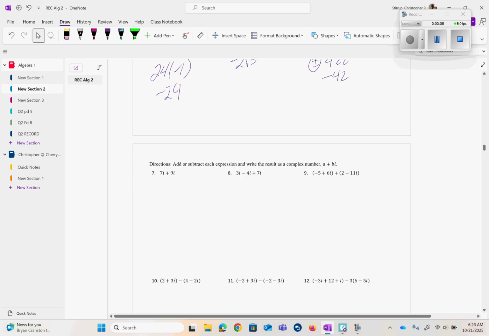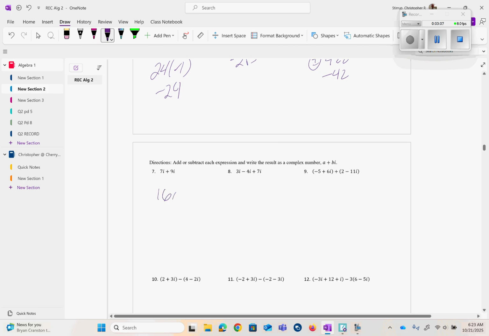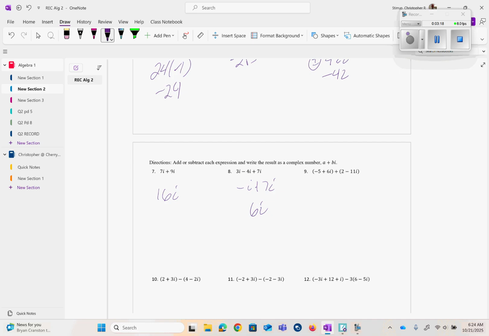Add or subtract, I can add them or subtract them, so that's just going to give me 16i. The i's don't disappear. 3i minus 4i is -1i or -i plus 7i. It's going to give me 6i. If I FOIL this out, I get -5 times 2 is -10. -5 times -11i is going to give me positive 55i. And then I get plus 12i. And then I wind up with -66i squared.